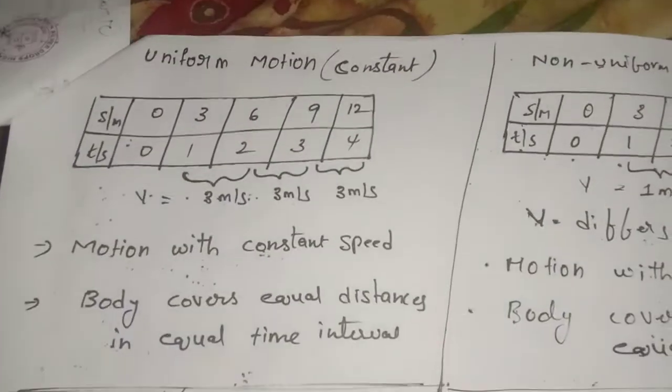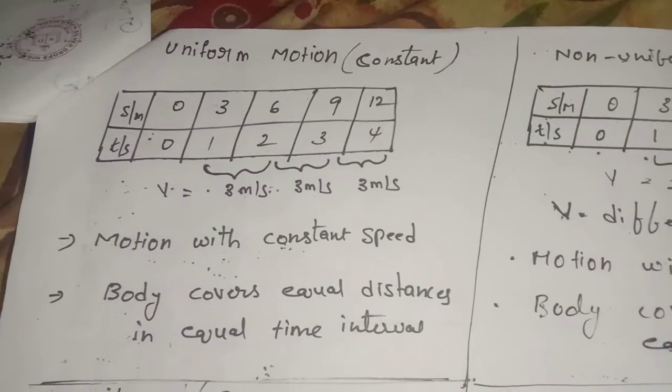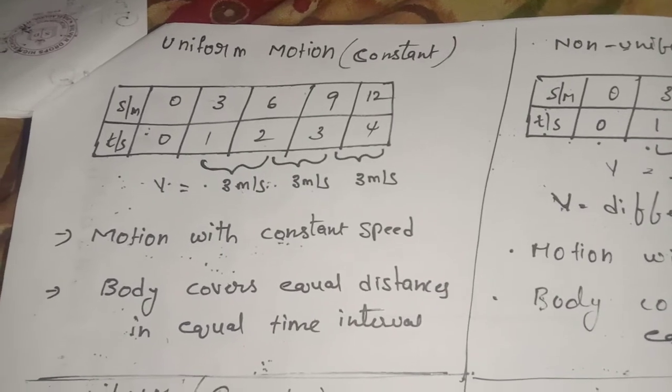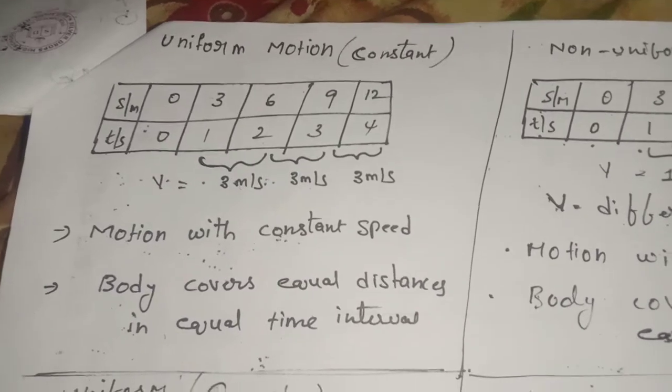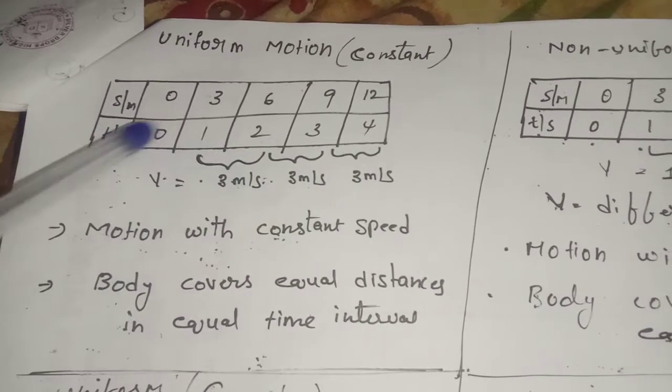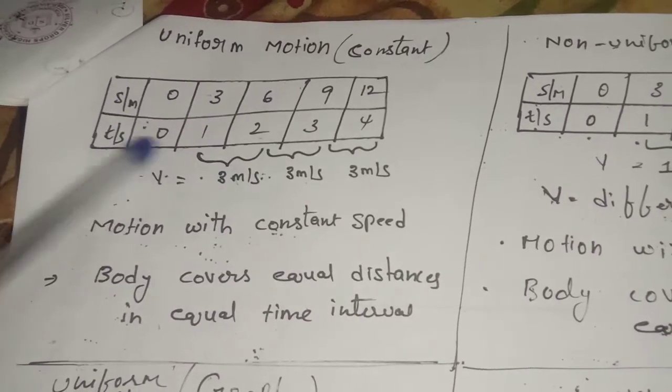So this is uniform motion. How do we represent uniform motion in a graphical representation? This they will ask for 2 or 3 marks in the exam. For the sum they will give something like this. They will give time in seconds and meters per second.